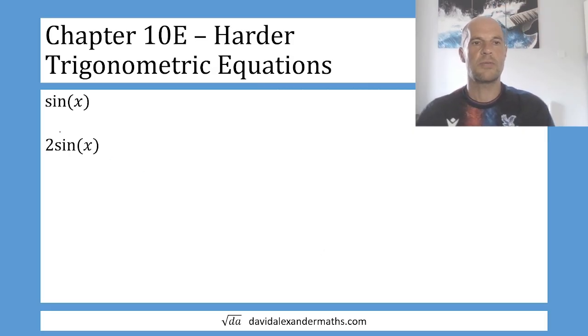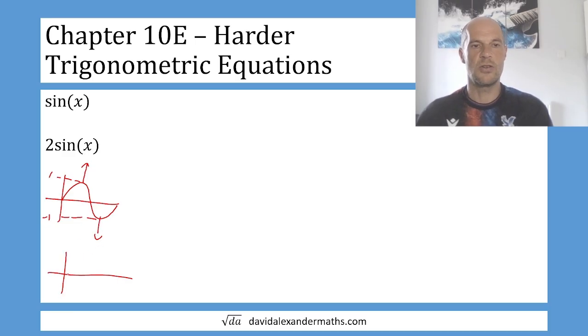Okay, what about the difference between sine of x and 2 times sine of x? Well, this is a stretch parallel to the y-axis with a scale factor of 2. So what does that actually mean? Well, y equals sine of x would look like this, with a maximum of 1 and a minimum of minus 1. If we're stretching it vertically with a scale factor of 2, we can do the sketch exactly the same, except we make the maximum positive 2 and the minimum negative 2.